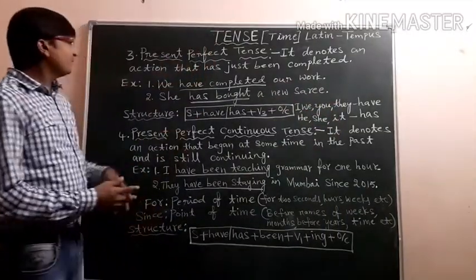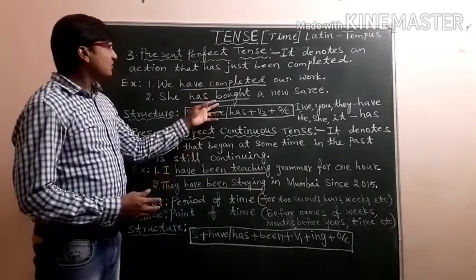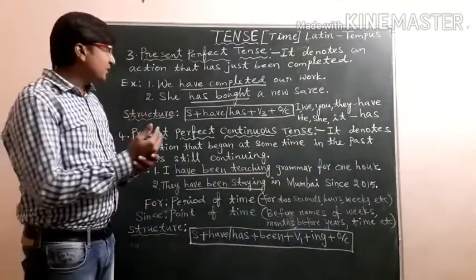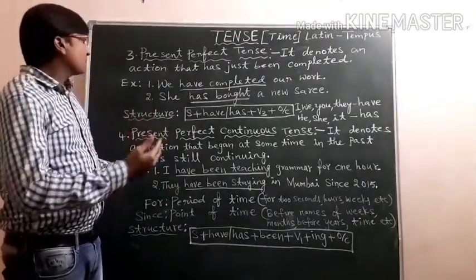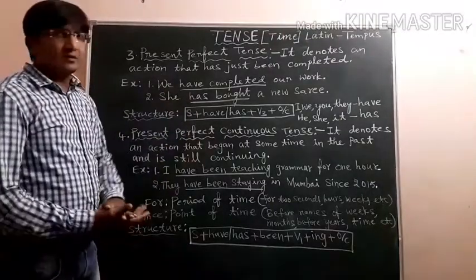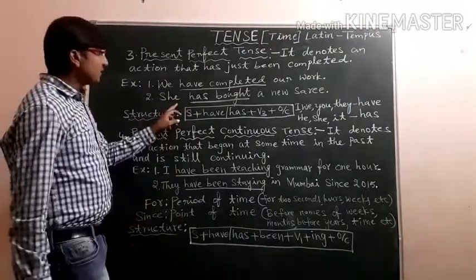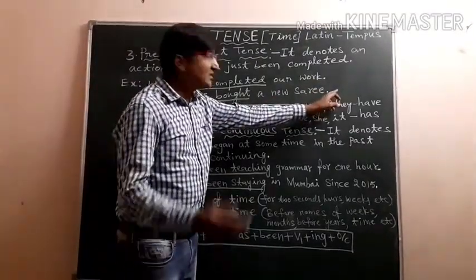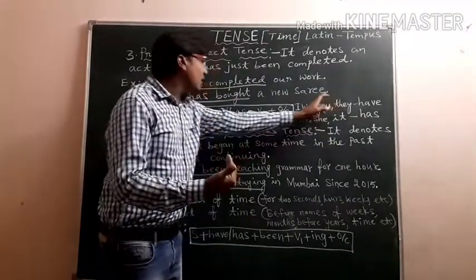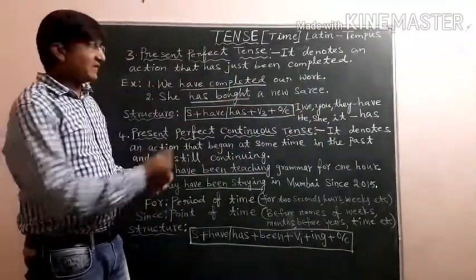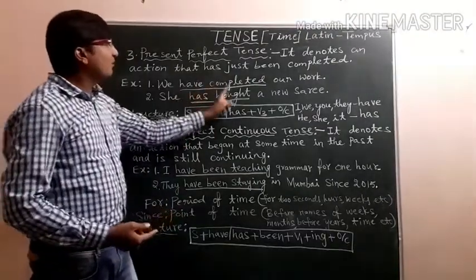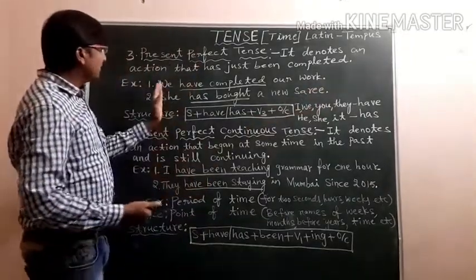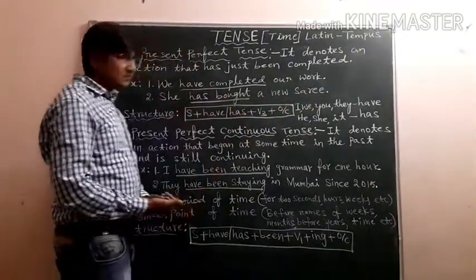And it is also used when the time of the action has not been mentioned. If the time is not mentioned, in that case we use the present perfect tense. For example, "She has bought a new saree yesterday." If a time like yesterday is mentioned, this sentence is wrong. If yesterday is there, we are supposed to write "She bought a new saree yesterday." If a time is not mentioned, then we can use "She has bought a new saree."